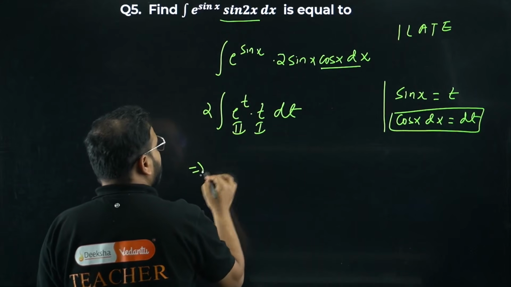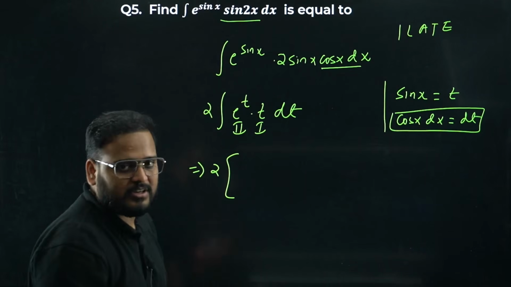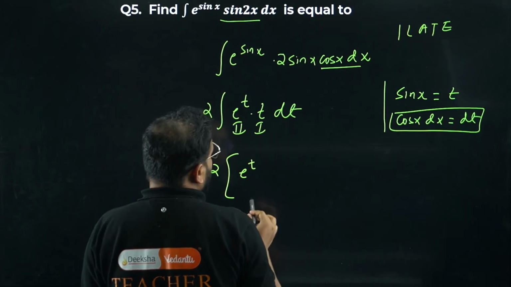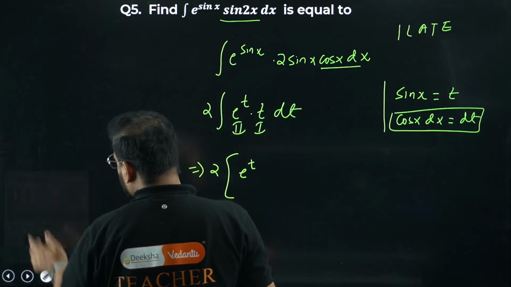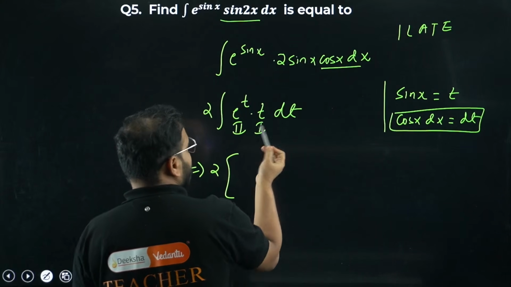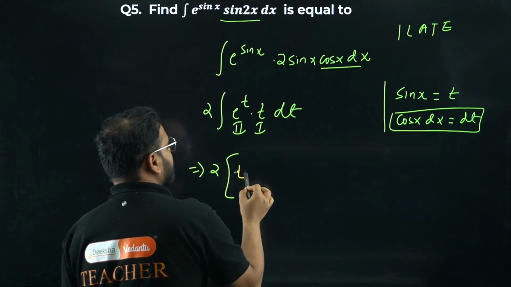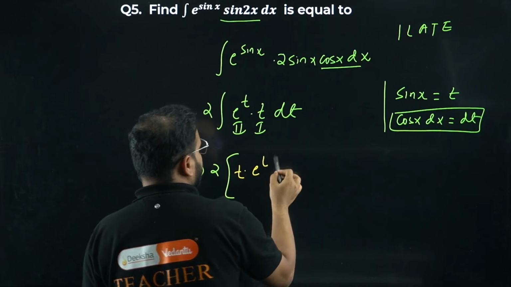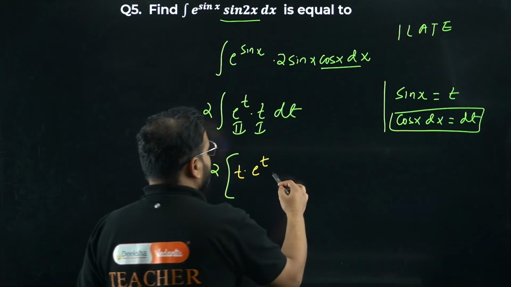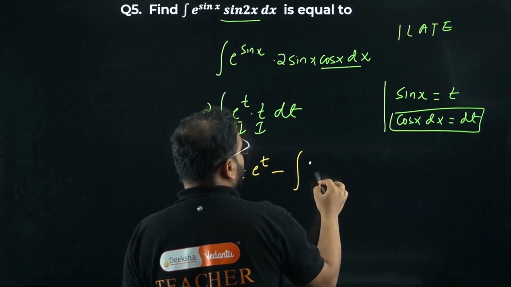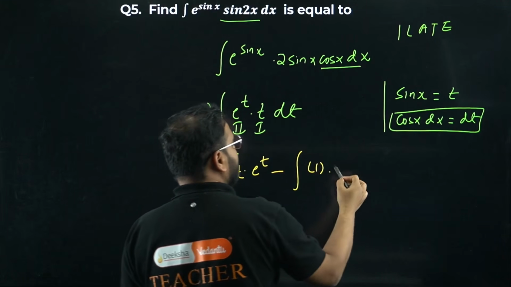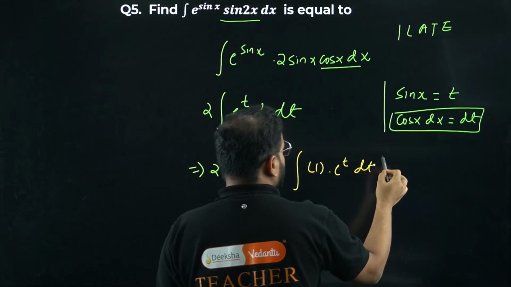What is the answer going to be? 2 outside, of course. Keep the first function as it is, so t will be kept as it is. Integrate e power t, of course. Integrating e power t, what is the result? Same. Minus sign. Differentiate t, so it will be 1. And then integrate e power t will be e power t, with dt, and close the bracket.